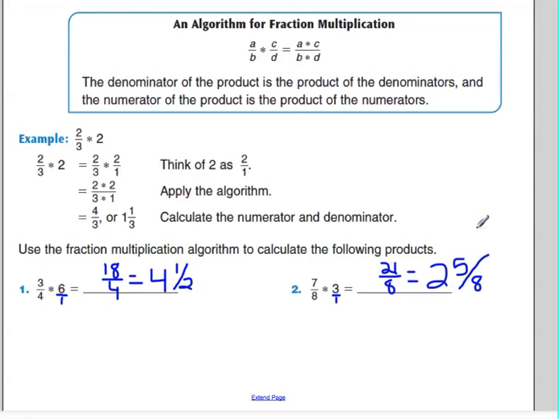Now, there are some more problems to try on page 270 in your journal. You may have noticed these two problems are on that page as well. So you should have number 1 and number 2 written down in your journal as well. So if you need to take a look at this and copy that down, if you haven't yet, you'll want to do that. And then complete the rest of the page.